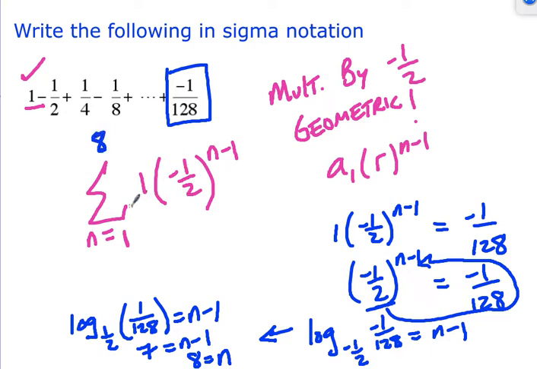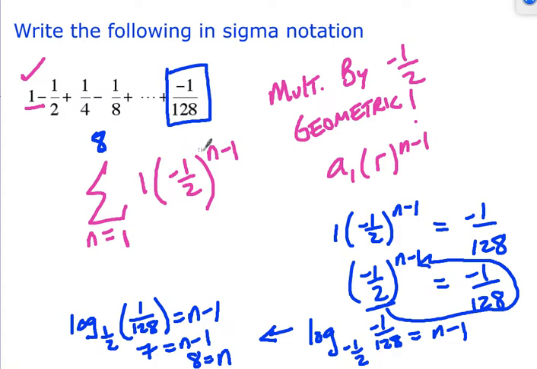Okay, now, if you're wondering or worrying about the fact that that was negative, plug an 8 in here, and you'll have negative 1/2 to the 7th power, which will be negative. So it all works out. It's just that alternating positive, negative, and so on.